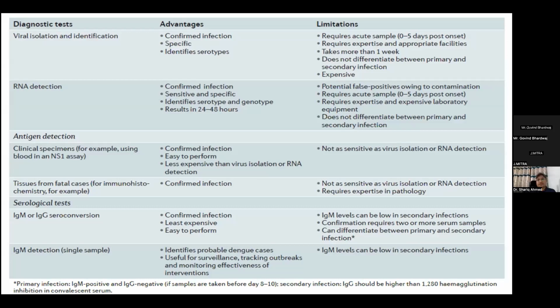Then there is the NS1 antigen ELISA test, by which we can get a confirmed infection result. It is easy to perform and less expensive than the molecular test, but not as sensitive as the RNA isolation test, because the viral load should be higher to detect these antigens in the blood. Then the serological tests have both their positive and negative sides that I discussed earlier.